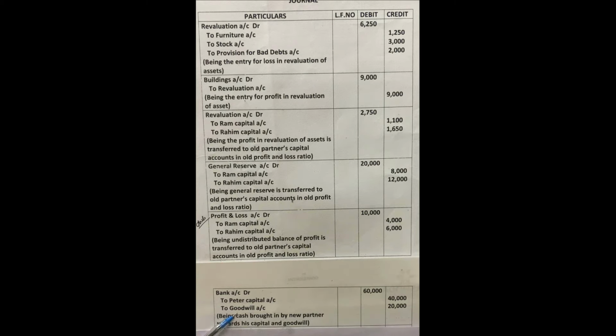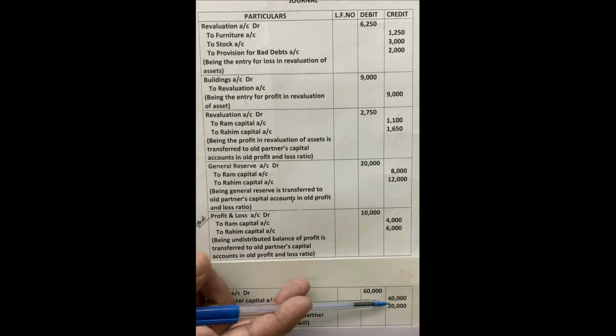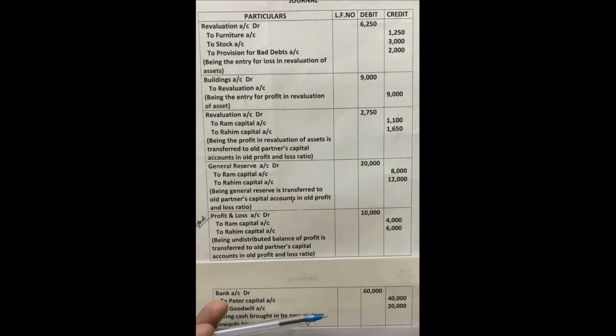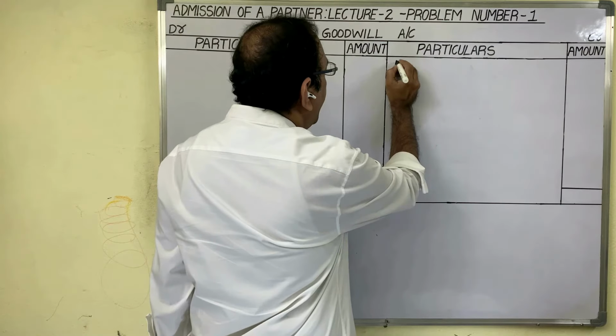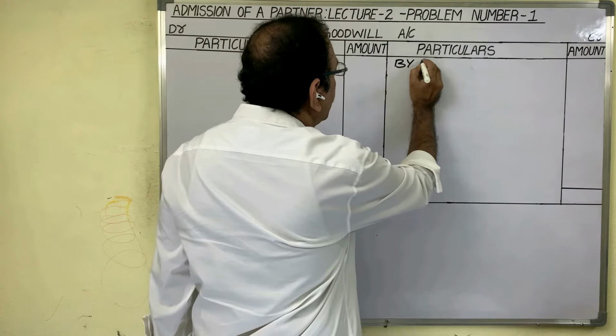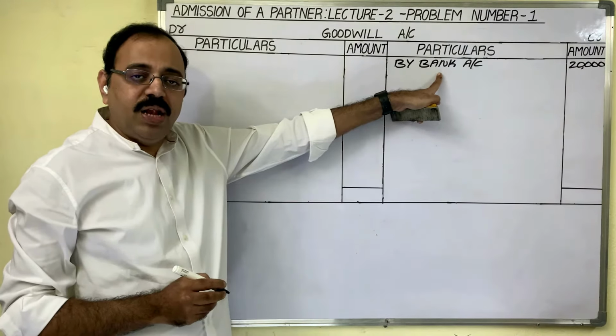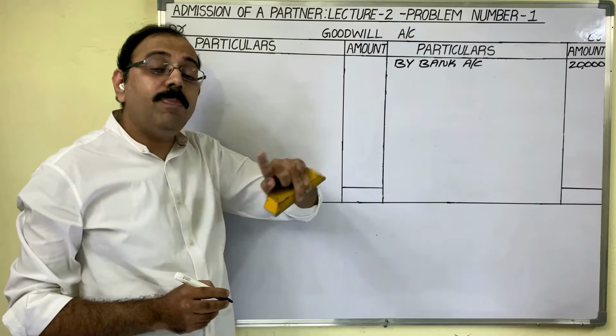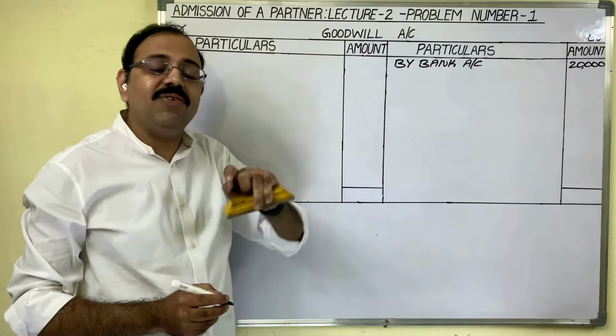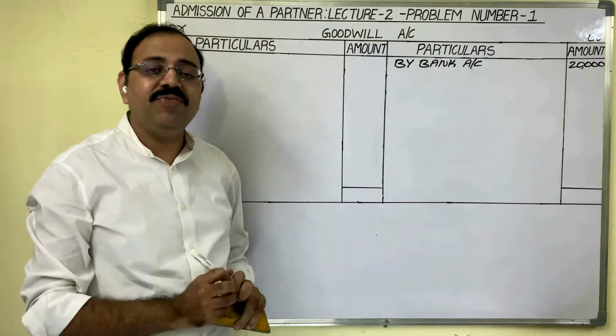We are preparing the goodwill account now, so we should write the goodwill amount. The goodwill amount is 20,000 rupees. Write down that 20,000 in the amount column: By bank account 20,000 rupees. Next, this 20,000 rupees goodwill we transfer to the old partners' capital accounts in the sacrificing ratio. Recollect the entry for that?